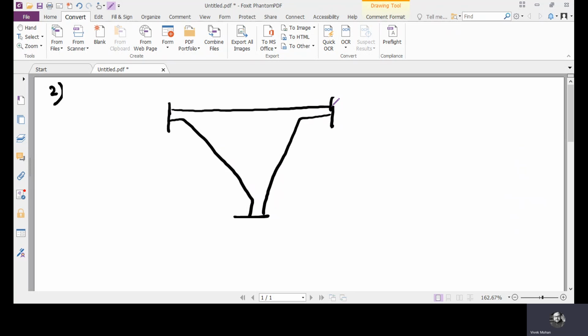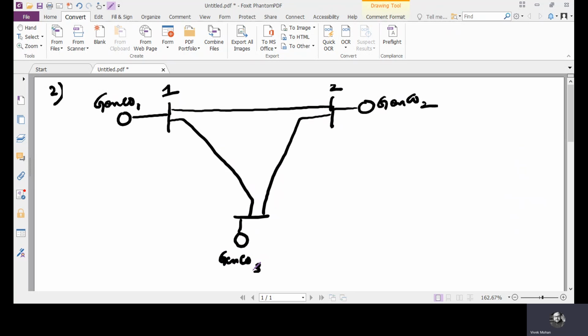Again, a 3-bus system. So this is the second bus, this is the first bus. A generator is connected at this point, which is Genco 2. A generator is connected at this point, which is Genco 1. A generator is connected at this point, which is Genco 3. Okay, now the capacities are different in this case.